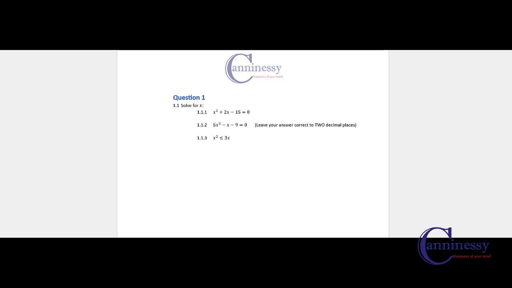Hello grade 12. Today we are revising last year's paper, the June 2022 paper. So we're doing question 1.